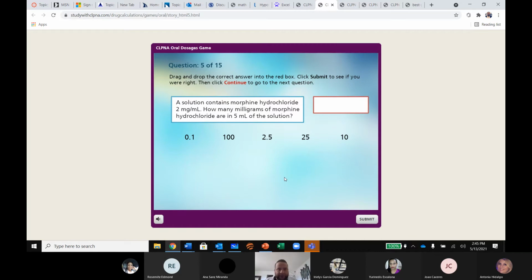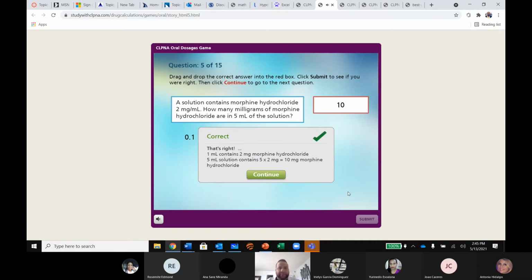Okay. A solution contains morphine hydrochloride, 2 milligrams per ml. How many milligrams of morphine hydrochloride are in 5 ml of solution? 10. Good job. You know how many students I was helping? I was proctoring the HESI, and a bunch of students asked me, Professor, how many milligrams do we have on this one? There is a bunch of calculation questions like this on the HESI.